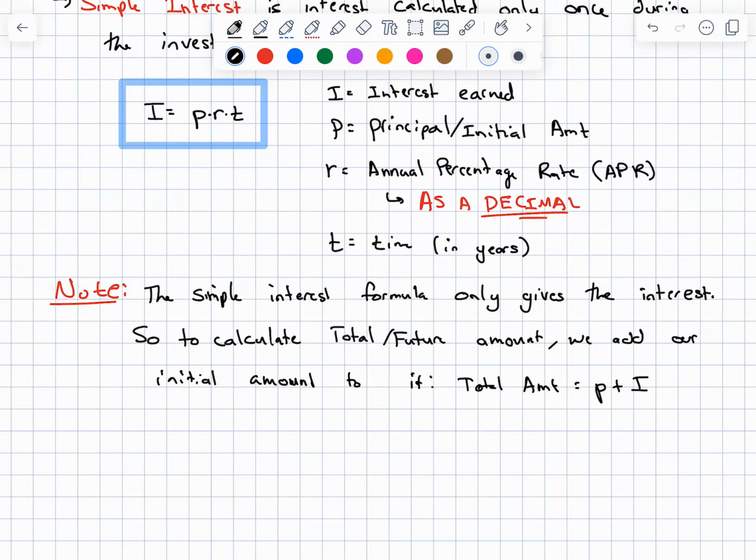So the simple interest formula only gives us the interest. When you plug everything in, it just gives you how much interest is accumulated. So let's say you got $55 in interest. If the question asks you for the total amount, that's only the interest. So what you have to do is take the I value that you just got and add P to it. I'll show you some examples in a second.